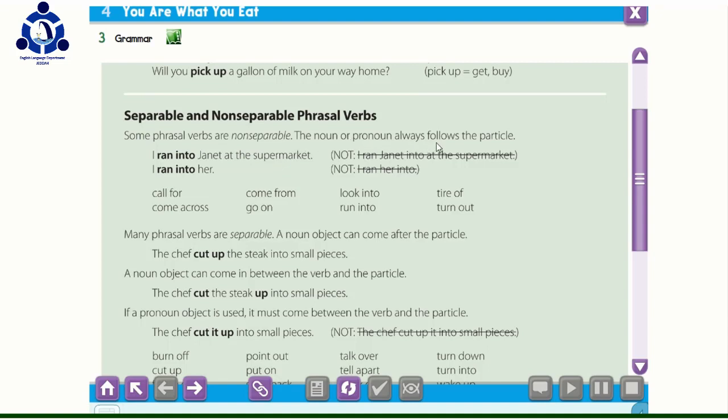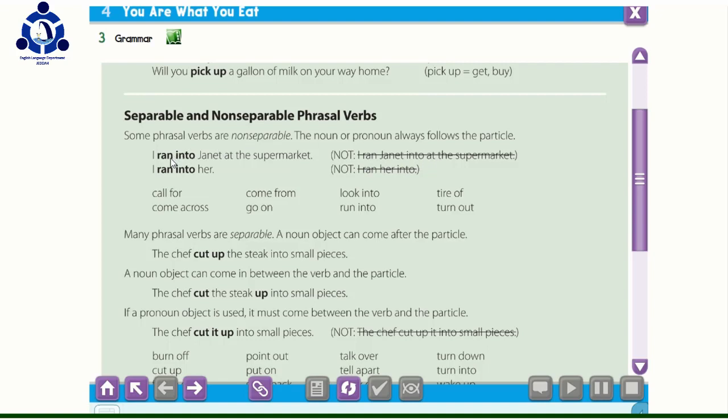The noun or pronoun always follows the particle. So either a noun or its pronoun. You know, nouns and pronouns. Pronouns like he, she, it, they. Always follows the particle, comes after. Like the example here: I ran into Janet at the supermarket. Look, this is a phrasal verb, and this is a noun, Janet. You can replace the noun with a pronoun. Look at the same example, but written with a pronoun: I ran into her. Who's her here? It's Janet. This is an important note: you cannot say, I ran Janet into.